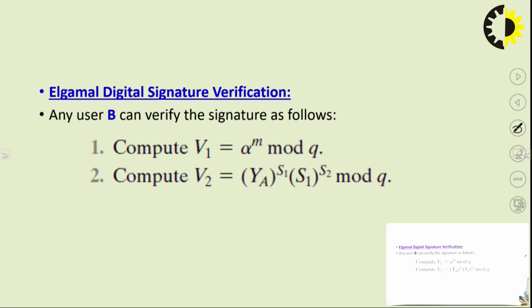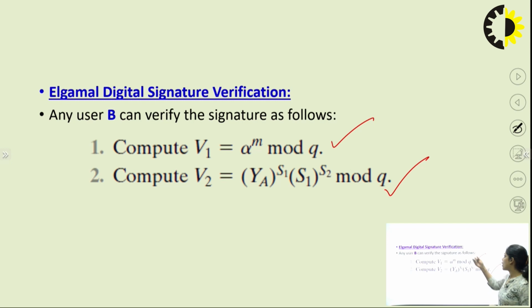Now we are going to see digital signature verification. The first step was the generation of the digital signature. The second important step is the verification of the digital signature. Any user B can verify the signature as follows. Compute V1 equals alpha^m mod Q. Compute V2 equals YA raised to the power S1, times S1 raised to the power S2, mod Q. These two steps are for the digital signature verification.